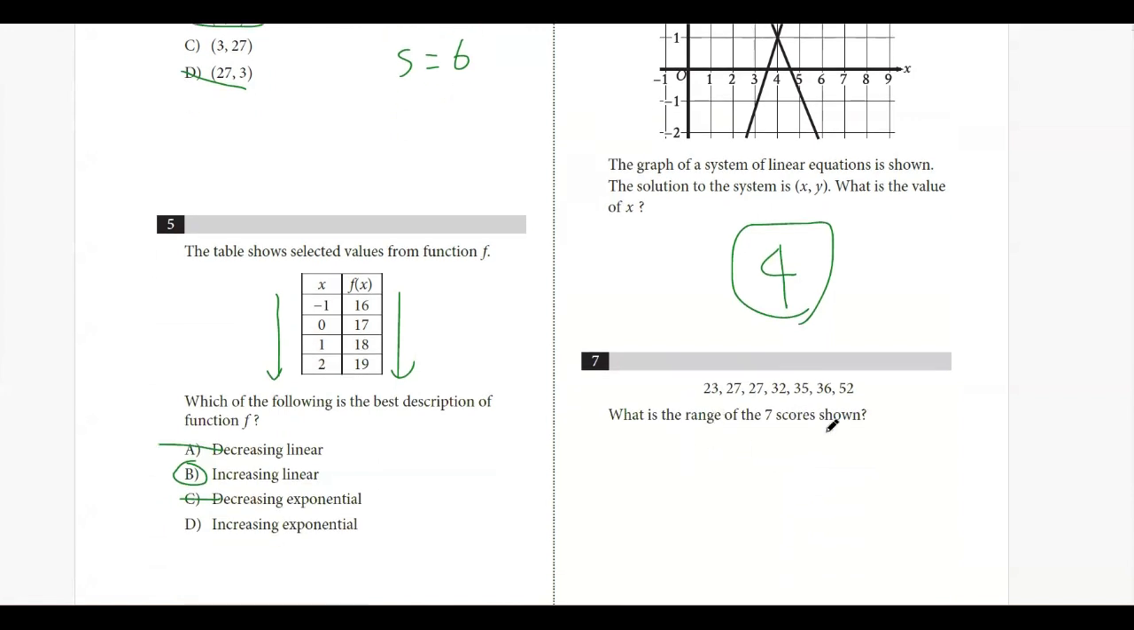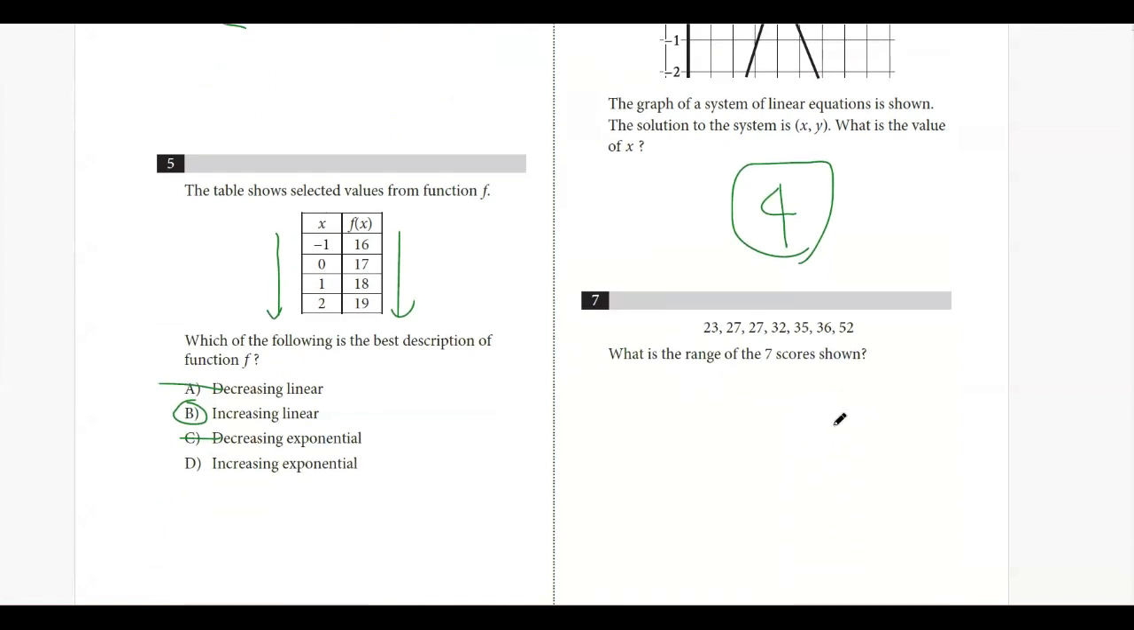What is the range of the seven scores shown? Range is maximum minus minimum. So 52 minus 23 is equal to 29.